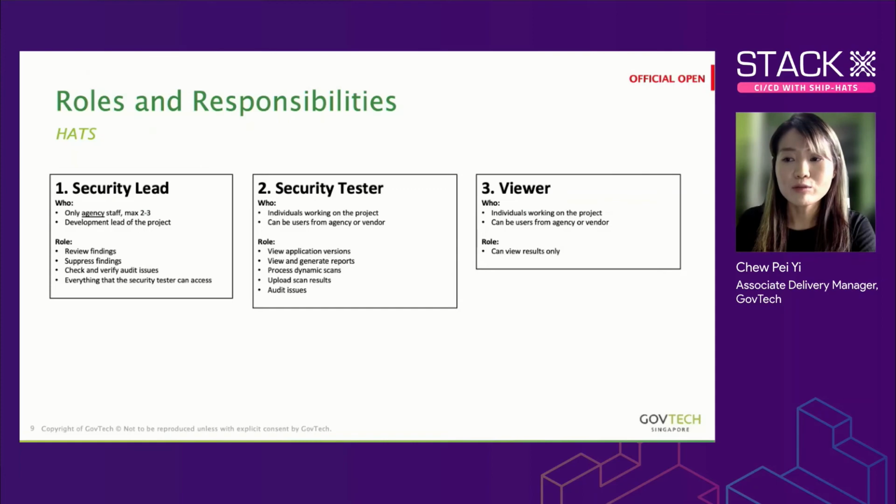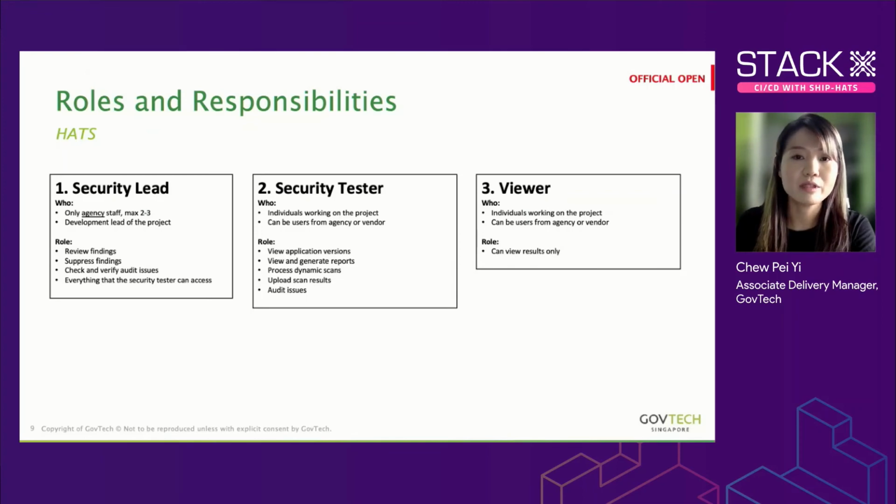Lastly, the viewer role is to allow the developers themselves to find the exact line of code that is deemed vulnerable and rectify the issue easily. This role also can be given to stakeholders to only view the results, but they would not be able to interfere with the remediation process.